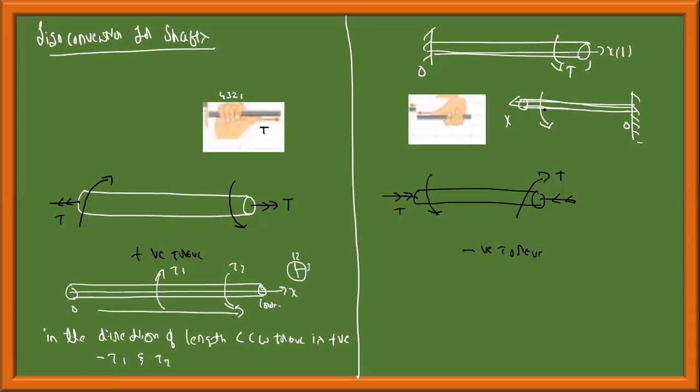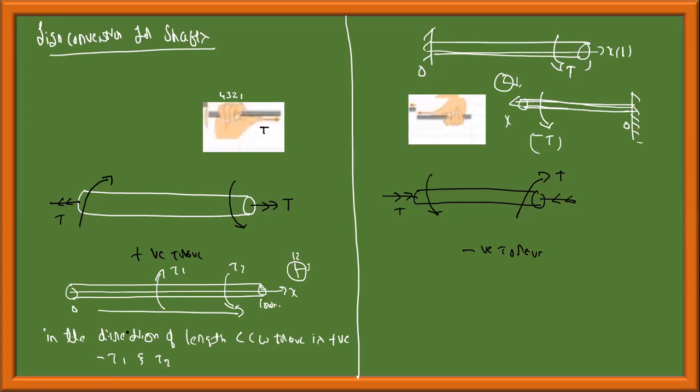In this case, in the direction of length, counterclockwise torque is positive. But you can see this one is clockwise. Which direction is it acting? If you curve your fingers, this is a clockwise turn, so this is minus T. We'll solve a problem and come to know.